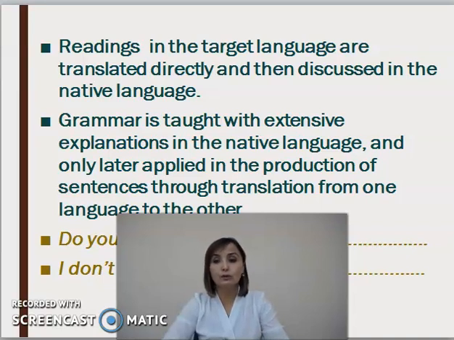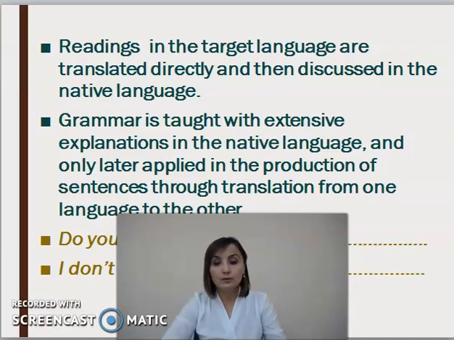Grammar is taught with extensive explanations in the native language and only later applied in the production of sentences through translation from one language to the other. For example, do you have my book? Sizda mening kitobim bormi? In Uzbek language, the translation of it.